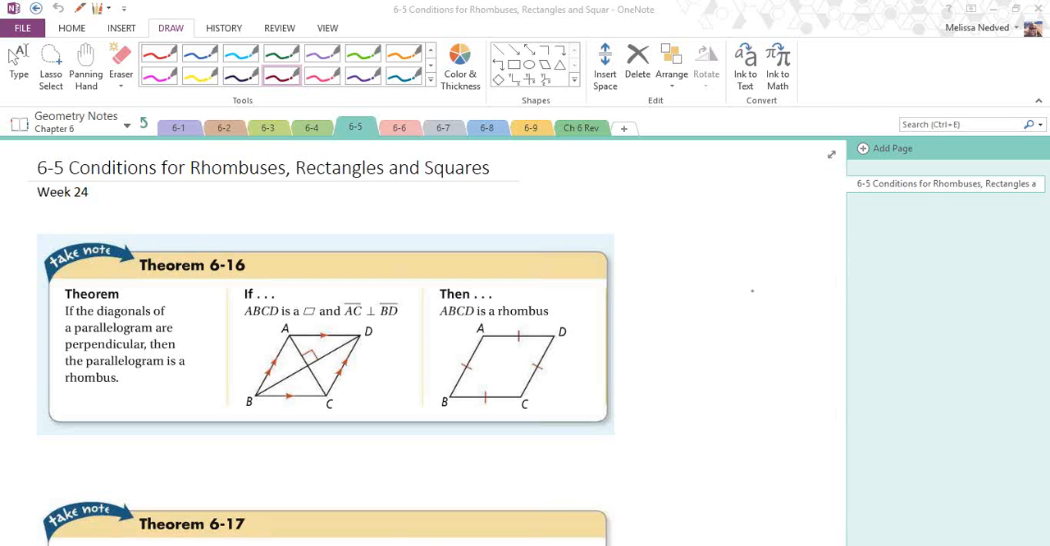So we're going to have a lot of theorems here. I don't want you to get caught up in the wording of the theorems, just know the idea behind them. And so we're just going to start with our first 3 theorems, and we're going to spend the rest of the time identifying what type of figure we're looking at.